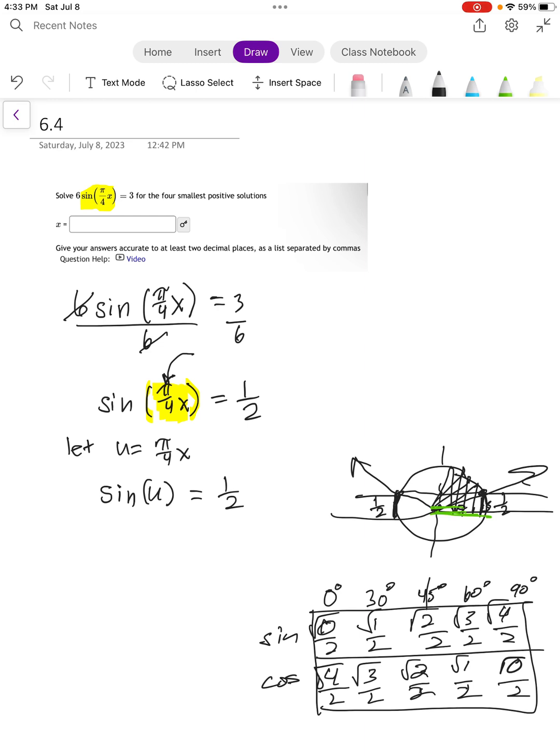If we now simplify this out, the square root of 0 over 2 is just 0. So the sine of 0 is 0. The square root of 1 over 2 is just, the square root of 1 is 1, so it simplifies to 1/2, which is actually the answer we were looking for. Sine of 30 degrees is 1/2. So one of the solutions for u is 30 degrees.